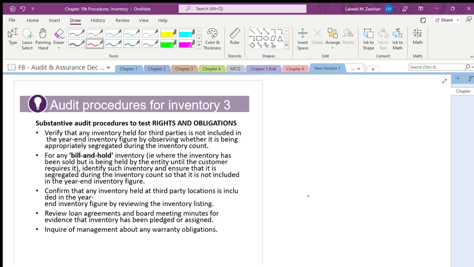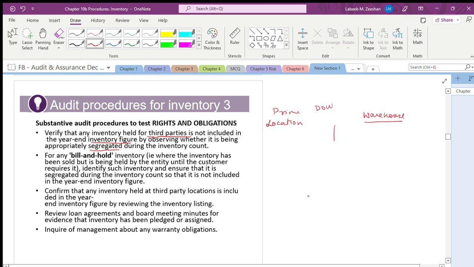Whether any inventory held by third parties is not included in the inventory figure, by observing whether it has been appropriately segregated during the inventory count. See, this is your prime location, and this is the warehouse. Now there should not be a double count.